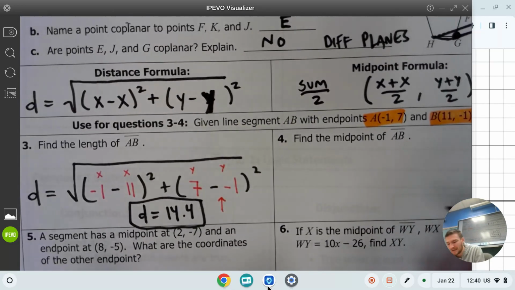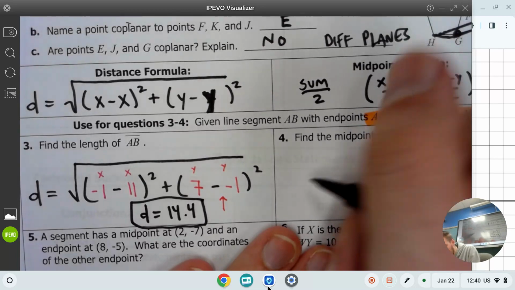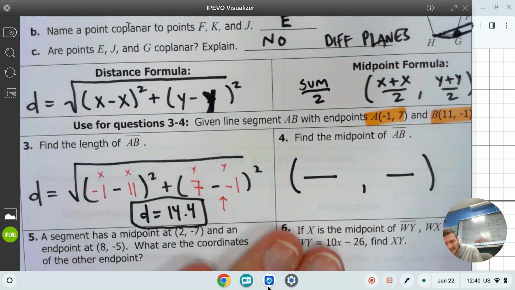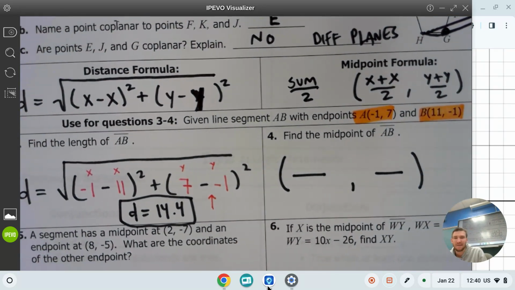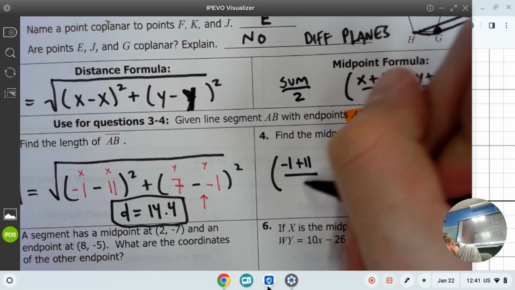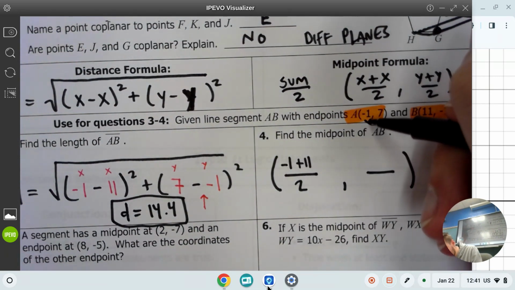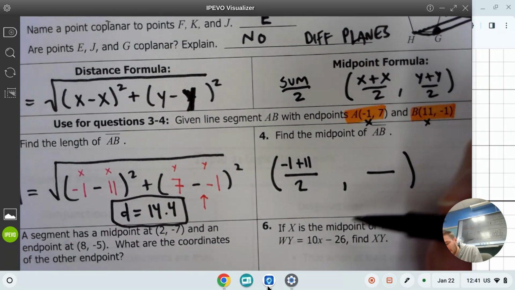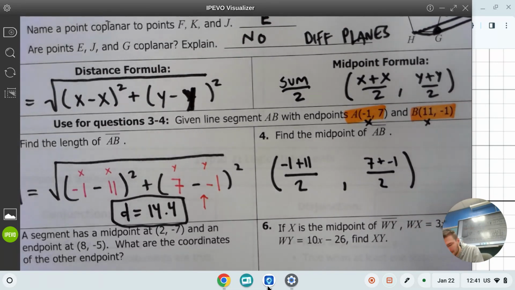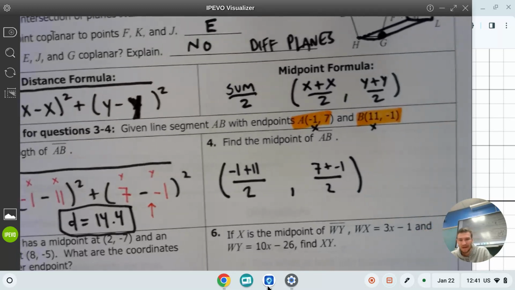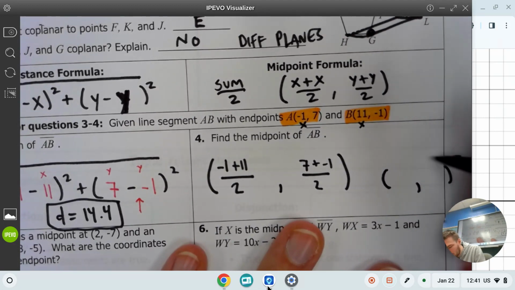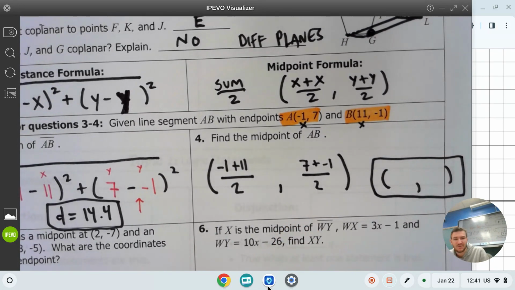We're keeping things going. Find the midpoint. Well, the midpoint is going to look like a coordinate. Add them up, divide by 2, right? Find the middle. So I'm going to do -1 plus 11 divided by 2. That's the x and the x. Then I'm going to work with the y's. 7 plus -1 divided by 2. Add them up, cut them in half. So my answer is going to be a coordinate in the middle of these two coordinates.